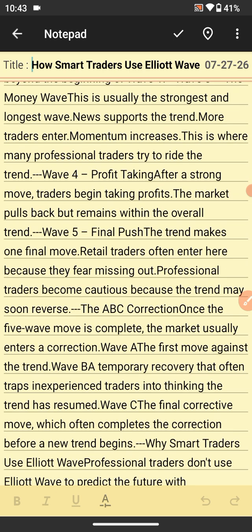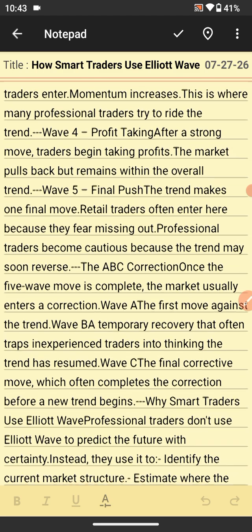Then wave 5, the final push. The trend makes one final move. Retail traders often enter here because they fear missing out. Professional traders become cautious because the trend may soon reverse.